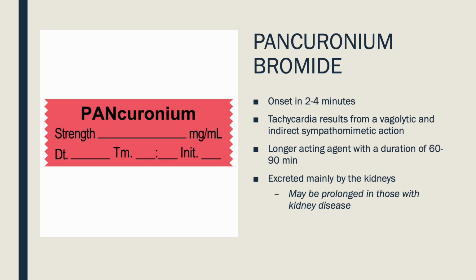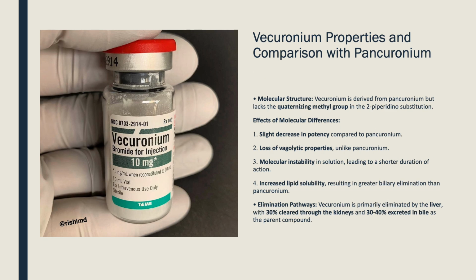Elimination, renal pathways, a little broken down into the liver. Have to be very careful on those with kidney disease as far as that prolonged paralysis. Okay, vecuronium. This is actually derived from pancuronium. It has some distinct properties that make it very, very nice. It has a molecular structure differing from pancuronium in the absence of a quaternizing methyl group, and this results in a couple changes in our pharmacological effects. Vecuronium has a decrease in potency compared to pancuronium, and this can affect our dosing strategies.